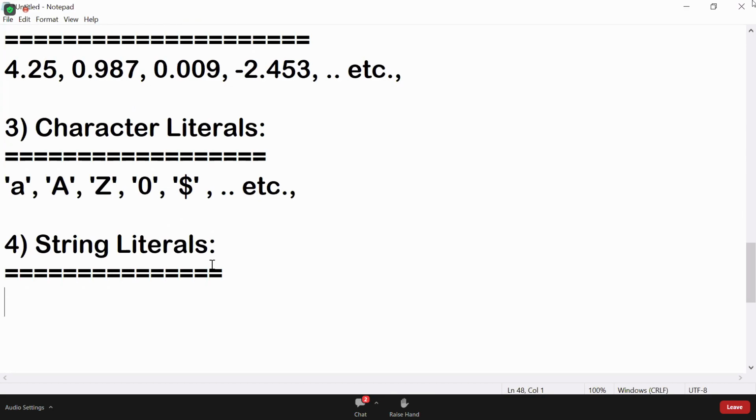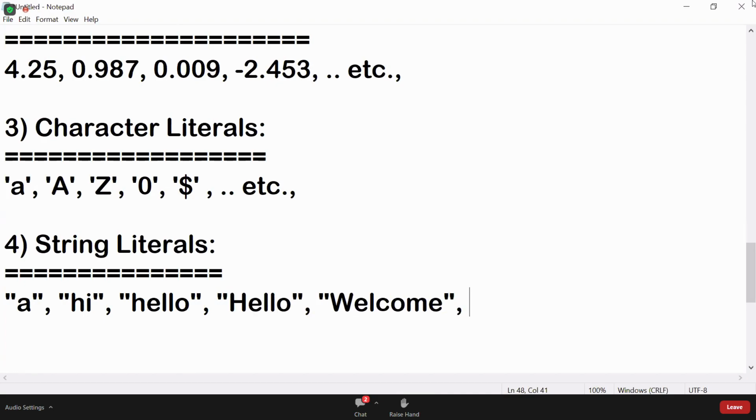Now, string literals, in double quotes. One character also in double quotes, many characters also in double quotes. One character in single quotes is a character literal. More than one character in double quotes is a string literal. Fundamentals also don't neglect.